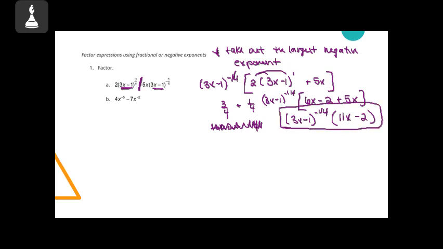So let's look at B. 4x to the -5th minus 7x to the -2. According to the rule, we're going to take out the larger negative exponent. So that's going to be to the -5th.